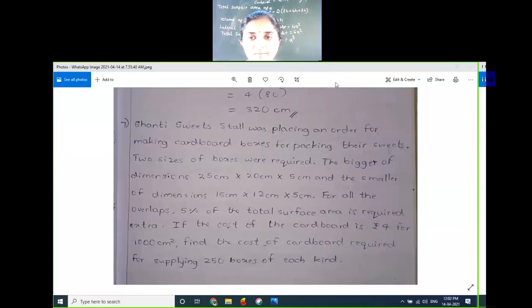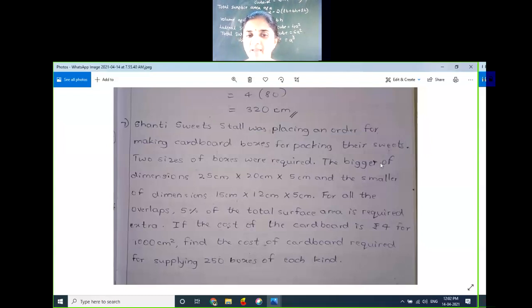Now let us continue with the 7th question, the sweet question. Shanti Sweet Stall was placing an order for making cardboard boxes for packing their sweets. I think you have seen the sweet packs, no? Cuboid shape, cube shape, cake boxes and all. You have got the idea, no? So they will prepare those cuboid boxes and all. So 2 sizes of boxes were required. They needed 2 different sizes of boxes.